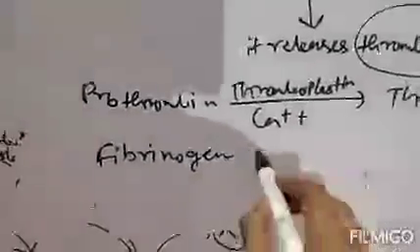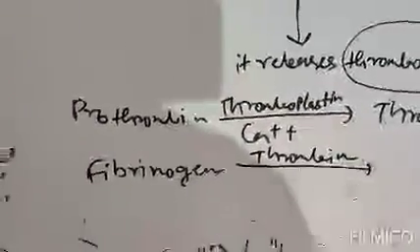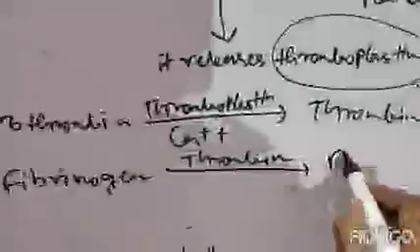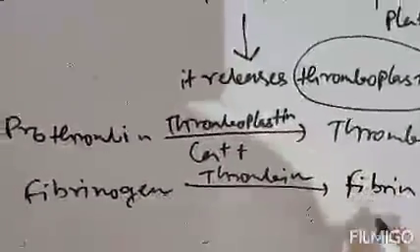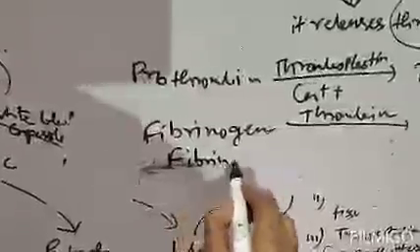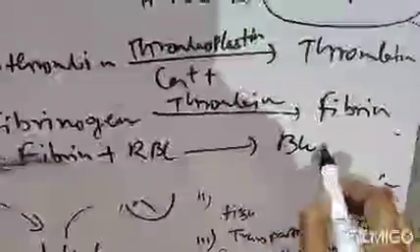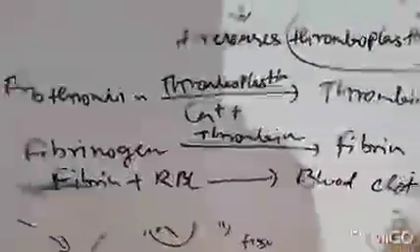This fibrinogen combines with the thrombin again to convert to fibrin. This fibrin combines with the red blood corpuscle, that is RBC, and the blood clot begins. Clear? So this is the step-by-step process.